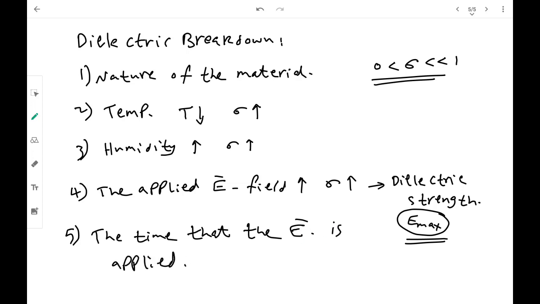These factors are studied individually, so in order to know the maximum value that the material can handle, we have to fix the other four parameters. We choose a certain material under a certain temperature, under a certain humidity, for a certain amount of time, and increase the electric field gradually until the material breaks down. The electric field just before breakdown occurs is the maximum value the material can tolerate, which is referred to as the dielectric strength.